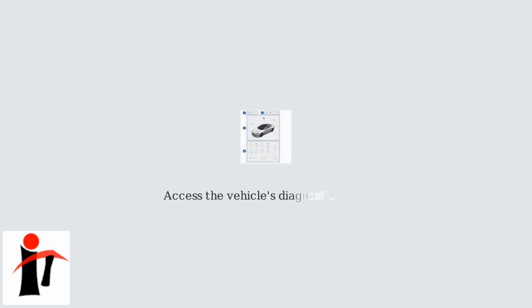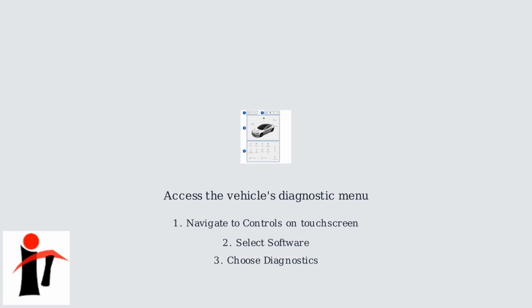To diagnose the USB port issue, access the vehicle's diagnostic menu on the touchscreen. This provides error codes that reveal the problem's nature. First, navigate to the Controls menu on the touchscreen, then select Software from the options. Finally, choose Diagnostics to enter the menu.